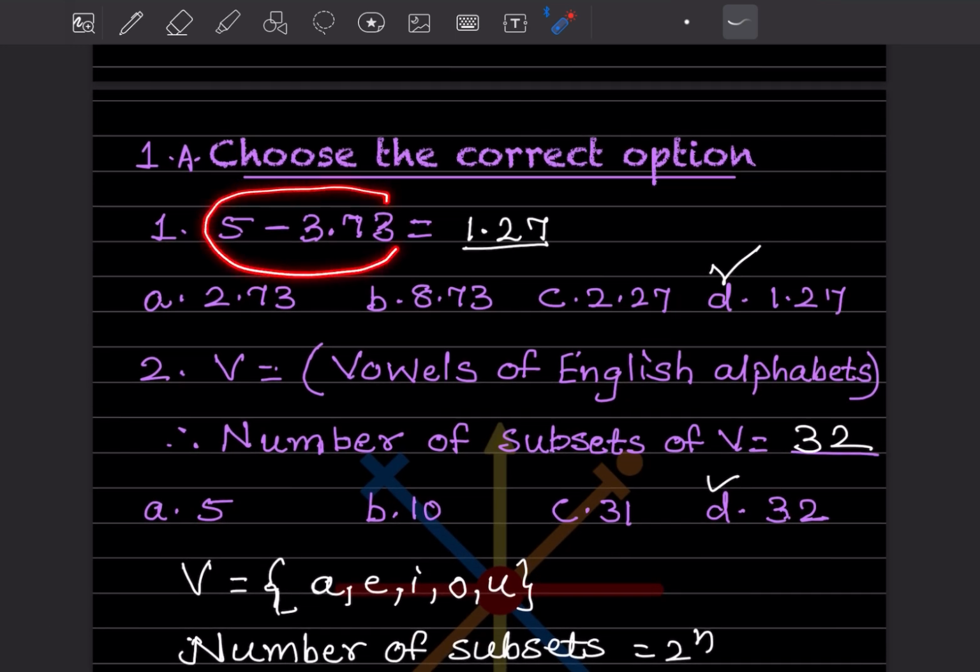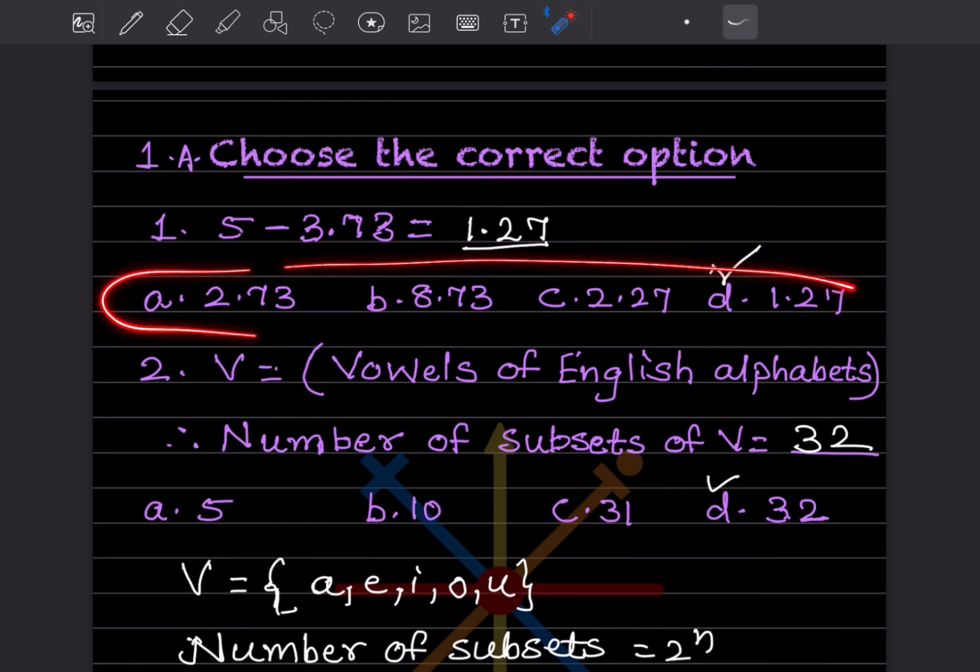This is given: 5 minus 3.73, and that is very easy. These options are given. When you subtract that, you get 1.27. So whatever is ticked with the white one, that is the answer.